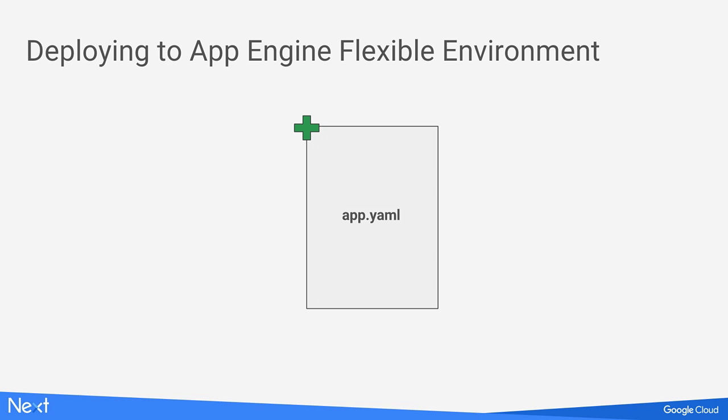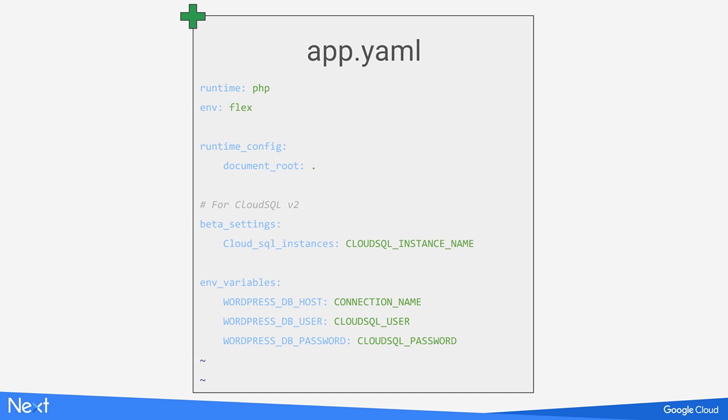So if you're deploying to App Engine Flex now, you need one additional file, which is app.yaml. And if you've used App Engine, you've used app.yaml before. This is basically just a configuration file that tells App Engine how to deploy your application. So in this case, we have runtime PHP, to let it know it needs to build from our PHP base image. And we have env: flex to deploy to the App Engine flexible environment.